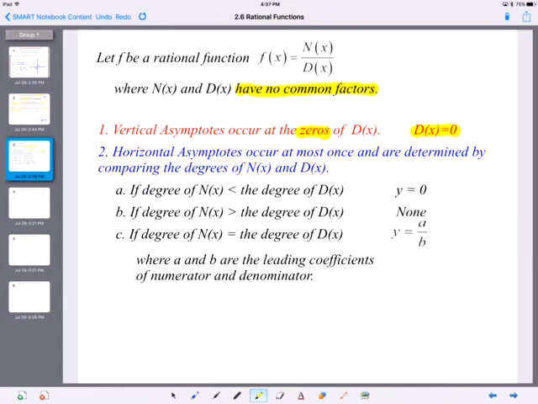Horizontal asymptotes, there's a little bit more to this, and you might remember some of this from Algebra 2. Horizontal asymptotes occur at most once. So we're not going to have two horizontal asymptotes, and they are determined by comparing the degrees of the numerator and denominator. Remember, the degrees are the highest exponents of the polynomial. So there's basically three things that can happen. The degree of the numerator can be less than the degree of the denominator. And if that is true, I'll give you a quick example. Actually, our parent function is this way.